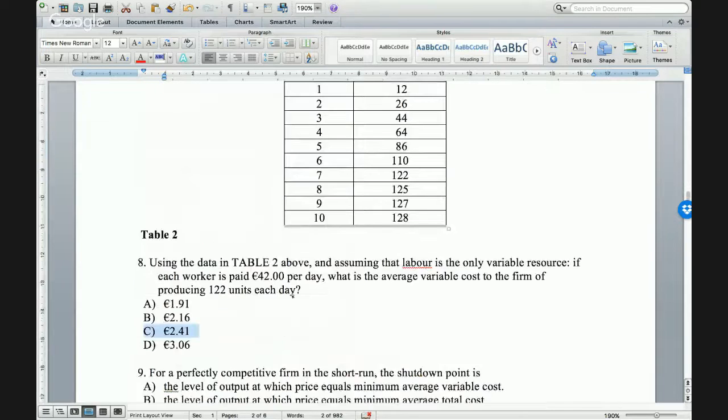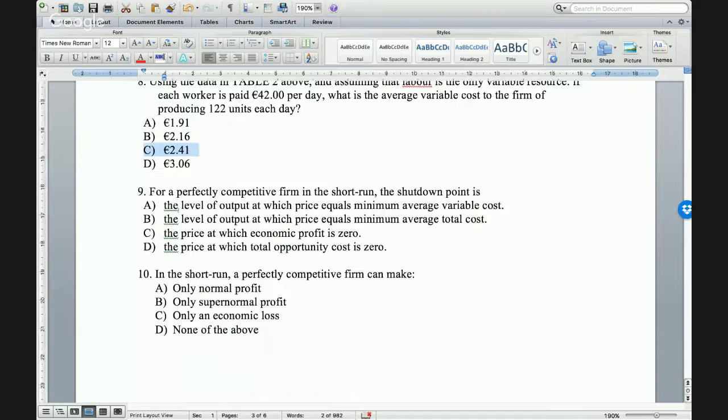So let's see if that's in there. So it is the level of output. So it's either A or B. The level of output at which price equals the minimum average variable cost. Okay. And that's perfectly fine. So your answer is A, the level of output at which price equals minimum average variable cost. And that's what I mean. Even though I said the marginal cost curve crosses the minimum of the average variable cost, price needs to come down to that level, and that's where the firm shuts down.